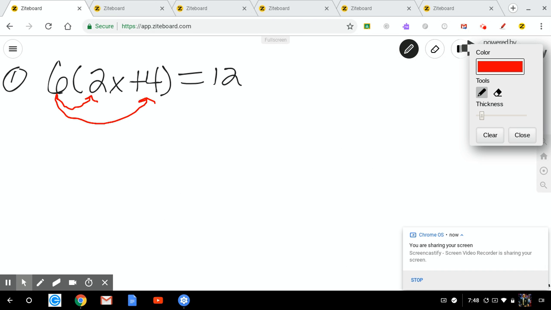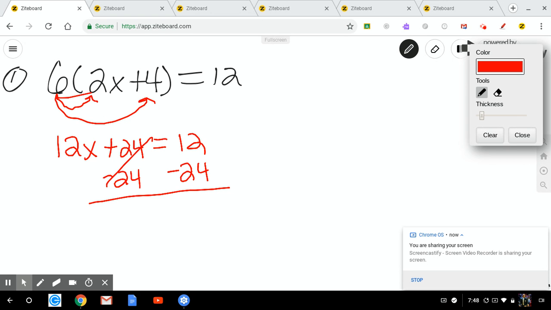So this means multiply. So 6 times 2 is 12. So I'm going to have 12x, and then 6 times 4 is 24. So I'm going to have a positive 24. Bring down everything I haven't used, and now I have a 2-step equation, okay? So minus 24, minus 24, this cancels. 12 minus 24 is negative 12, okay? Bring down what I haven't used. Then I'm going to divide both sides by 12. I got x equals negative 1.